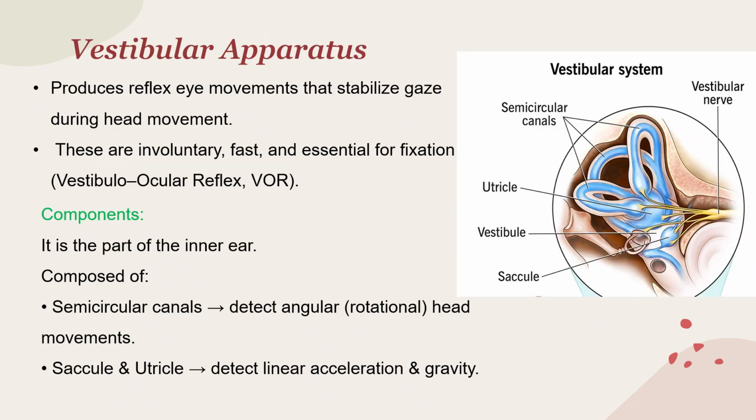Then we have the vestibular apparatus. It produces reflex eye movements that stabilize the gaze during head movement, and these are involuntary, fast, and essential for fixation. The vestibulo-ocular reflex components are part of the inner ear and are composed of the semicircular canals, saccule, and utricle. As we already know, the semicircular canals are responsible for detecting rotational head movements, and the saccule and utricle detect linear acceleration and gravity.